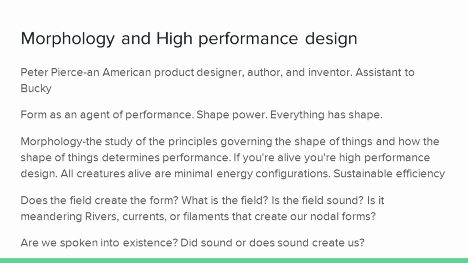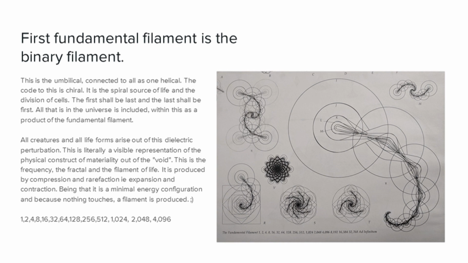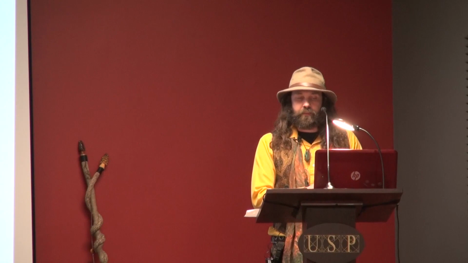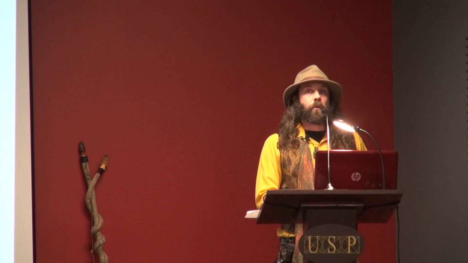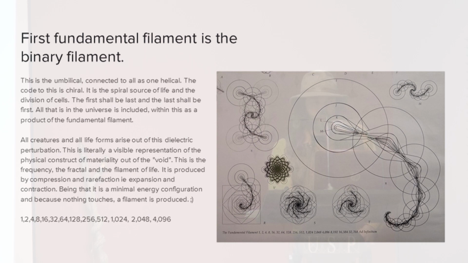Does sound create us? First fundamental filament is the binary filament. This is a filament off of the Dougherty set. And the binary filament is what zeros and ones are in computers, and also how biological cells and entities unfold, cellular biology. This is the umbilical connected to all as one helical. The code is chiral. It is the spiral source of life and the division of cells. The first shall be the last, and the last shall be first. All that is in the universe is included within.